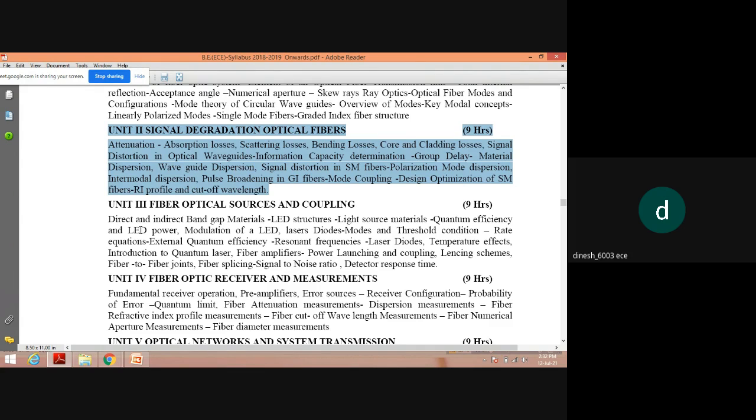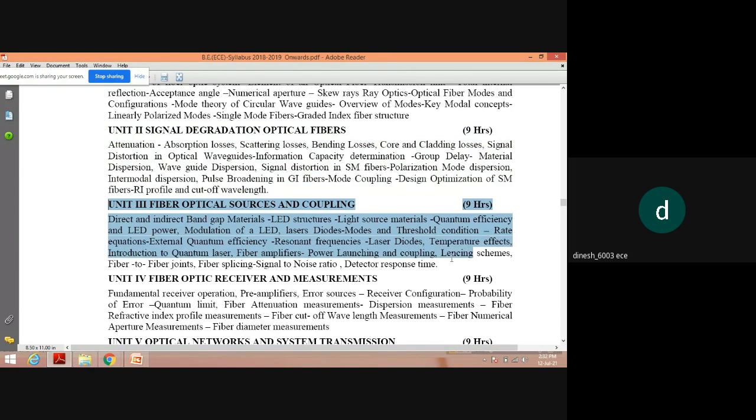Then the coupling. So we will be having couplers to join one fiber with another fiber by using the power launching and coupling schemes, especially lensing schemes. This joining of fibers can be done by fiber to fiber joints and disjoints. We have butt joint, we have V joint. Then cutting and rejoining of optical fibers, we call it fiber splicing. So that we are going to see with its detection response time. So all the optical sources and couplers we are going to see in unit number 3.